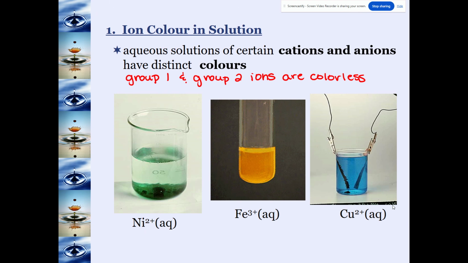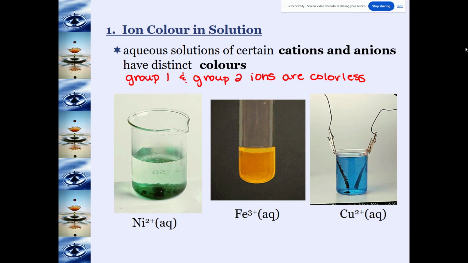Now, if you have a solution with ions and it's not on this list, it doesn't mean the ions are colorless. The list just shows some ions, okay? So you can't for sure say they're colorless unless they're a group 1 or 2 ion, but common ones that have colors are on the list.